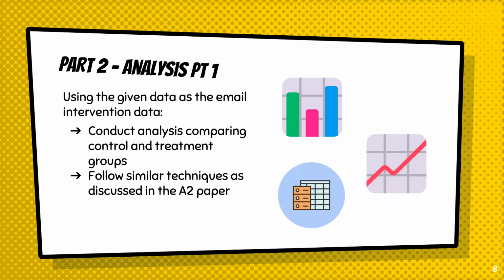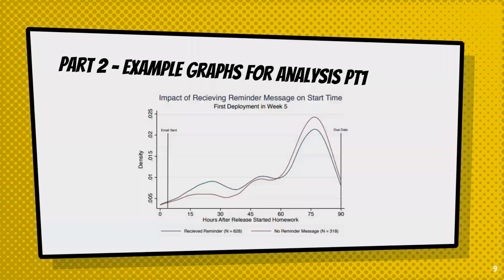So there are 2 parts to the analysis. In part 1, you're going to use the obtained data to conduct an analysis comparing the control and treatment groups, using similar techniques as discussed in the A2 paper. Here are some graphs from the A2 paper you can draw inspiration from. Here we have a graph showing when students who did and did not receive the email started their homework in relation to when the homework was initially released, when the email was sent out, and when the due date was.